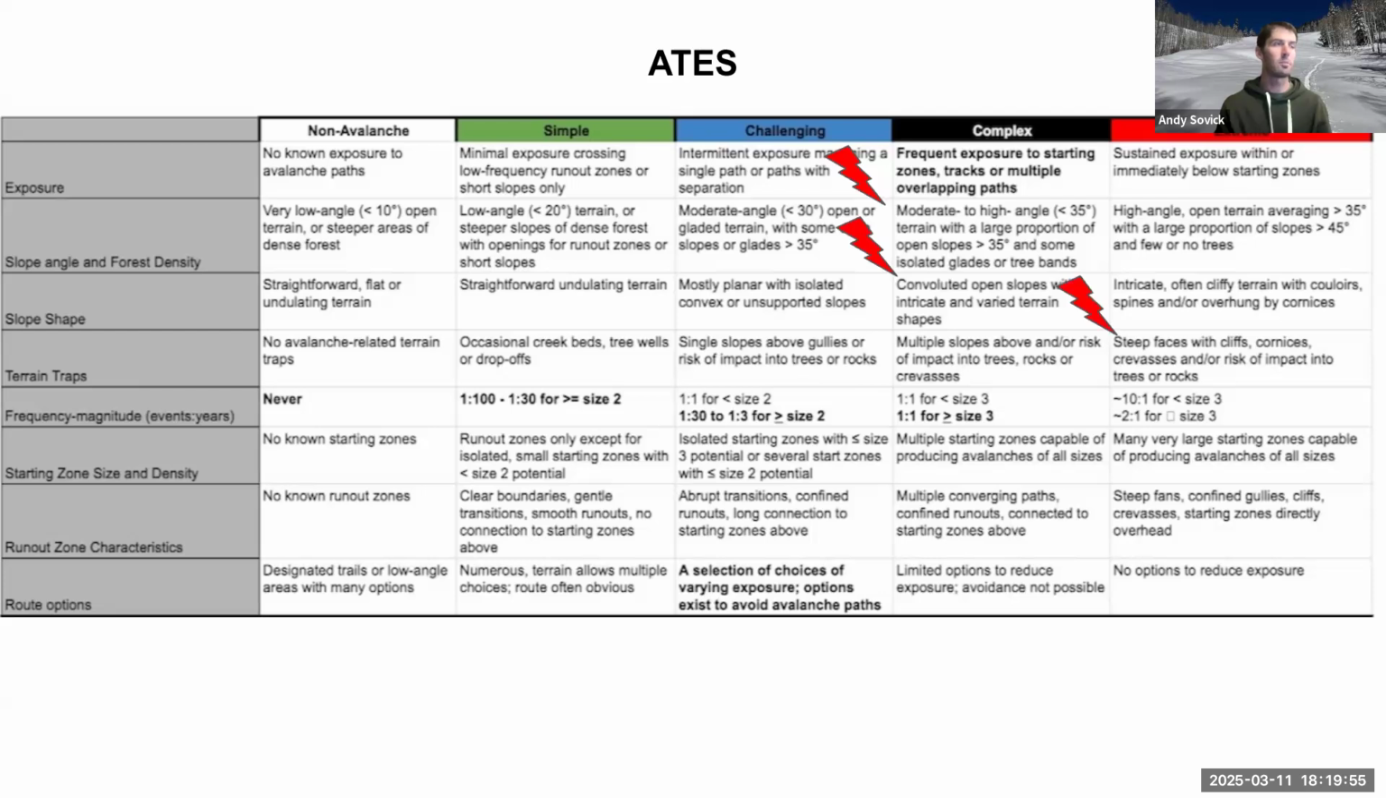It has convoluted open slopes with intricate and varied terrain, so complex is the best way to define slope shape. Terrain traps we defined as complex. Frequency and magnitude fit more of the challenging. I don't actually use lightning bolts when normally rating the terrain. This was for this slideshow. But we do use this process of selecting each cell that best defines the terrain that we're looking at and studying. So starting zone size and density, the runout zone characteristics, and the route options. So at the end of studying a piece of terrain and selecting each cell that matched the best definition, we come out with an answer.